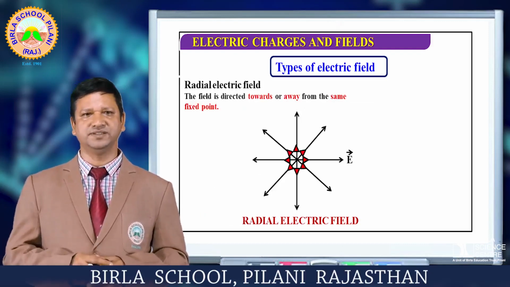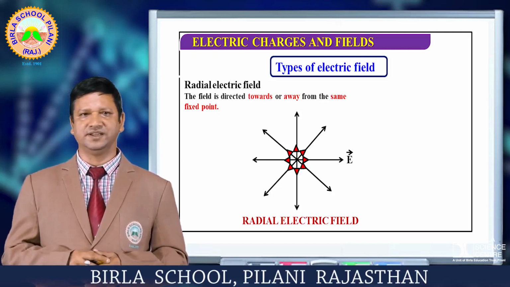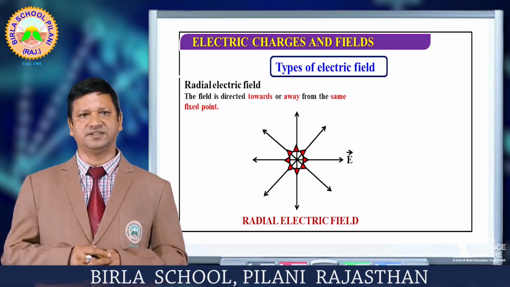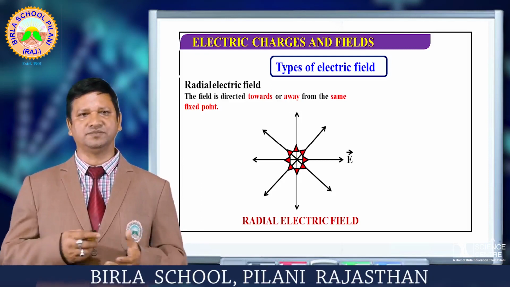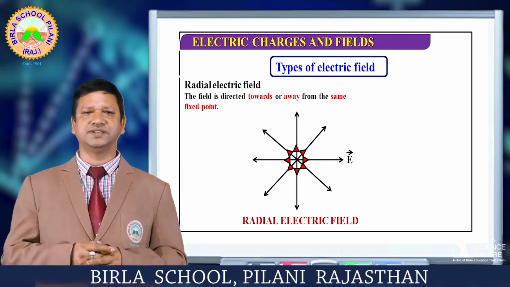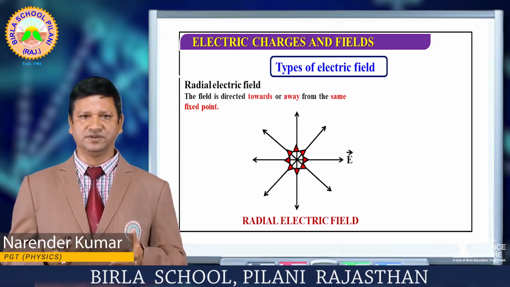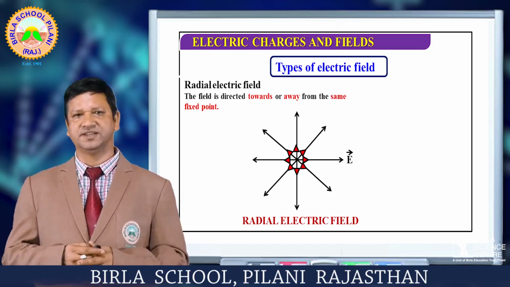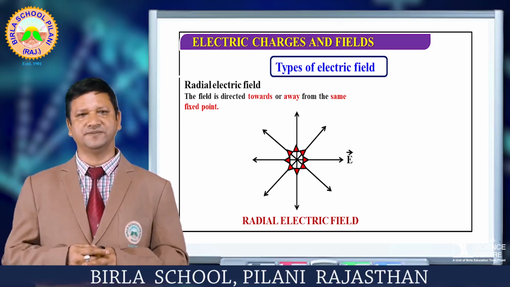Come to the third point, that is radial electric field. Radial indicates the field is directed towards or away from the same fixed point. Here the positive charge is at the center, suppose, and the electric field is directed out from this one. So this is the representation of radial electric field, the field which is directed towards or away from the fixed charge. It may be a positive charge, it may be a negative charge. So this is the category of radial electric field.